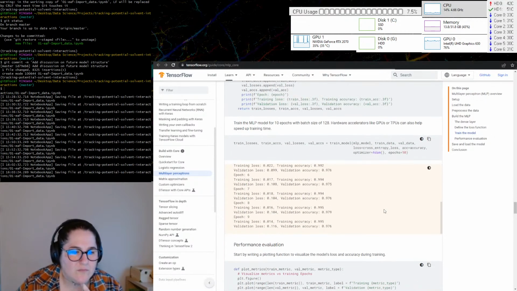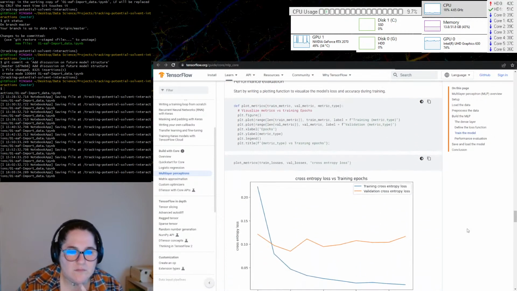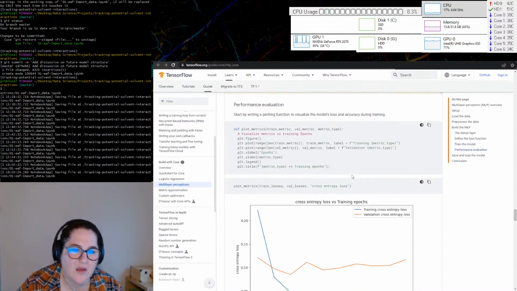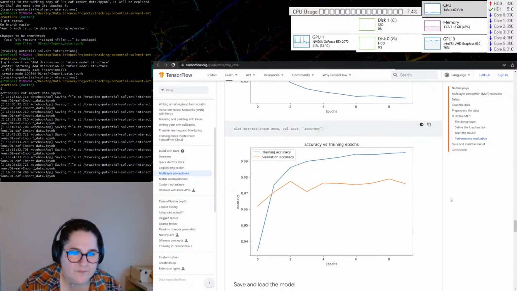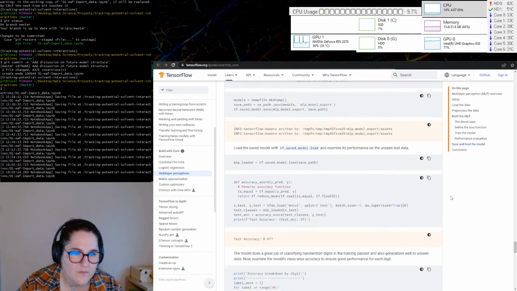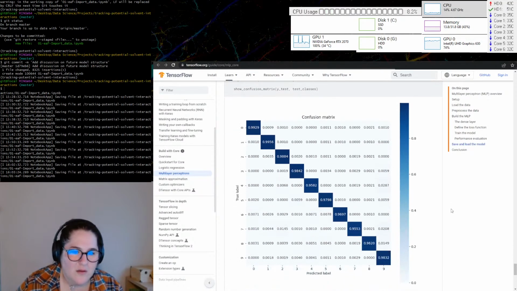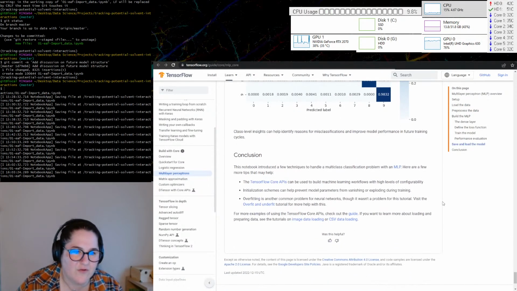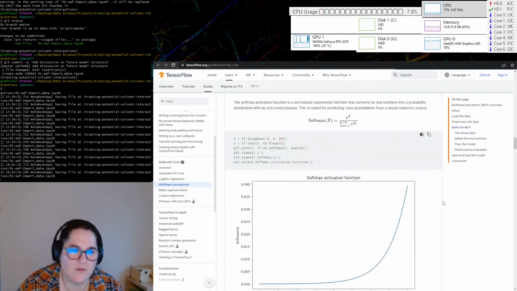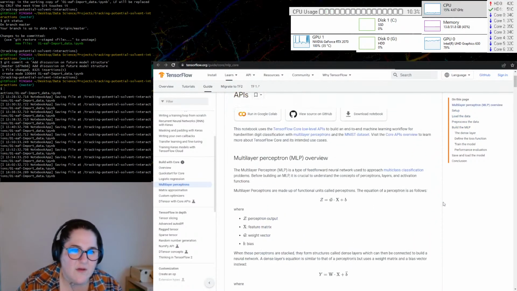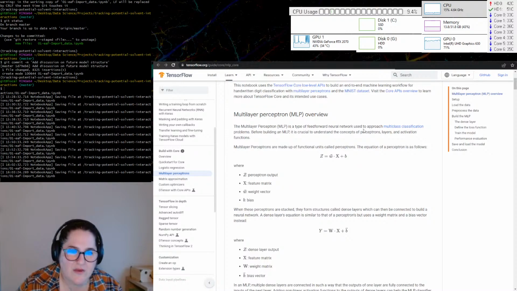Okay. Yeah, this is more what I'm used to doing, neural networks in TensorFlow. Okay, cool. And then we'll do a confusion matrix at the end for sure. Okay. So the overview here, let's see, a feed-forward neural network used to approach multi-class classification problems.